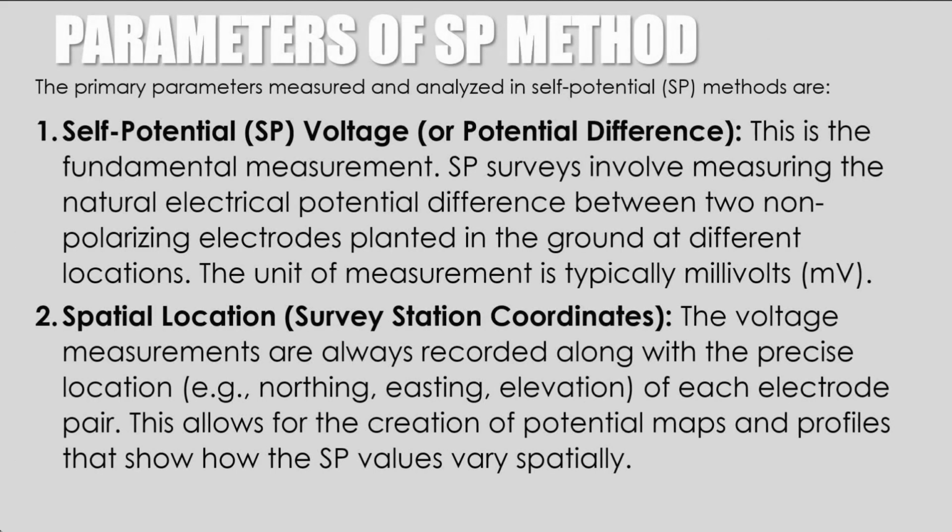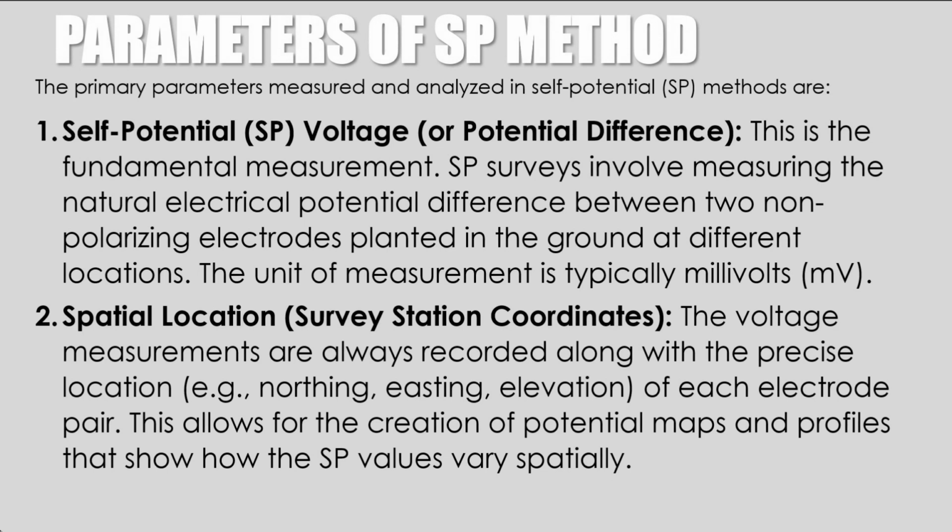Parameters of SP method. The primary parameters measured and analyzed in self-potential methods are: number 1, self-potential, voltage or potential difference. This is the fundamental measurement. SP surveys involve measuring the natural electrical potential difference between two non-polarizing electrodes planted in the ground at different locations. The unit of measurement is typically millivolt.